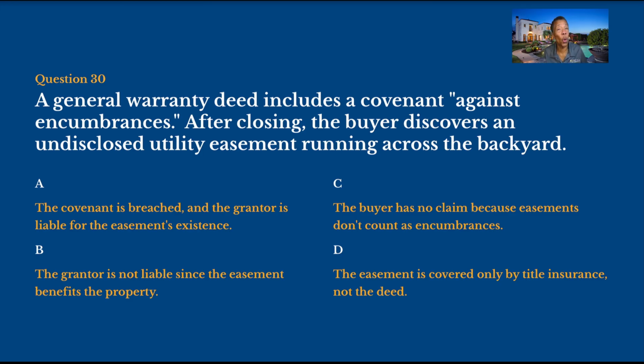The buyer has no claim because easements could be encumbrances, right? Under C, it could be encumbrances, especially like an appurtenant easement. And then D, the easement is covered by title insurance, not the deed. No, it is covered by the warranty deed. But in this case, because it's a utility easement, it's kind of like we're not going to worry about it.